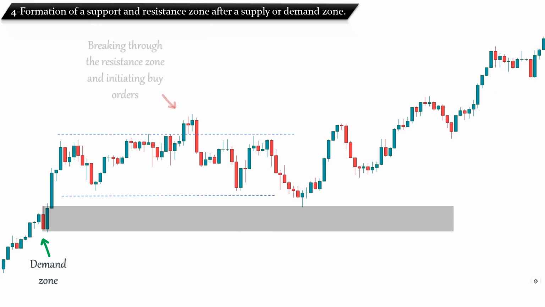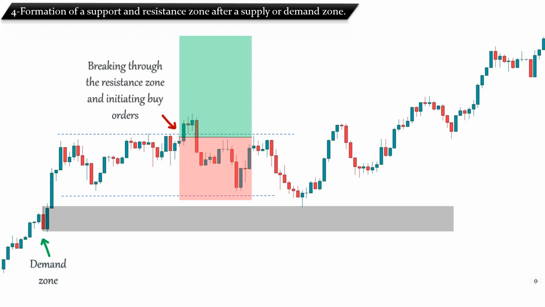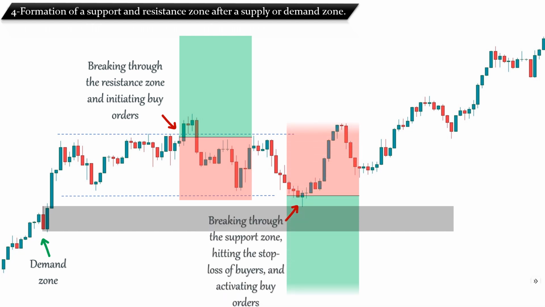Initially, with the breakthrough of the resistance area, buy orders are placed, and their stop losses are typically located within the support area. Then, as the price retraces and passes through this area, both the buyers' stop losses and sellers' orders are triggered simultaneously. However, as the price reaches the demand area, it begins to move in a way that results in the breaking of both buy and sell orders.